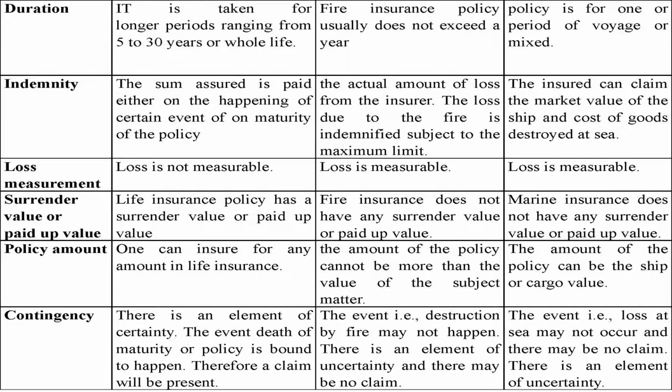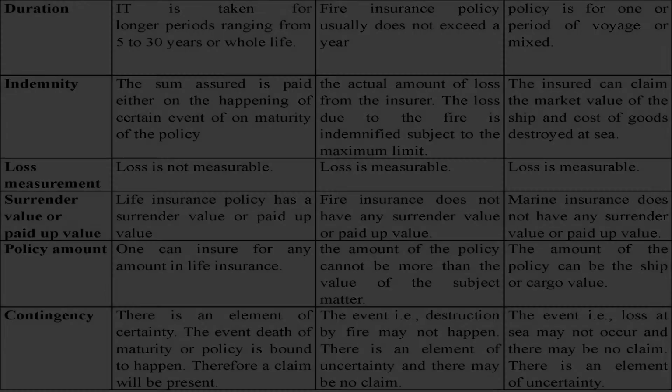In fire insurance, the event, destruction by a fire, may not happen. There is an element of uncertainty and it may not be claimed. In certain cases, if the fire accident has not happened in that fixed period, there may be no claim. In marine insurance, the event, loss at sea, may not occur and there may be no claim. There is an element of uncertainty.